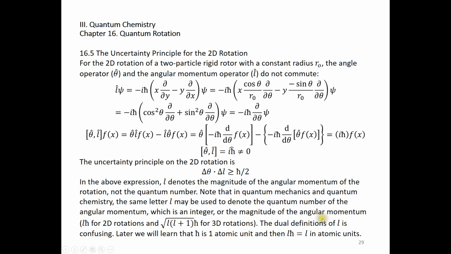We have two different uses for this lowercase l. But later in quantum chemistry, we often say this h-bar is one atomic unit of angular momentum. And in that case, l times h-bar is equal to l in the atomic units. So at least at that point, we know why l can be used to denote both the quantum number and also the magnitude of angular momentum.